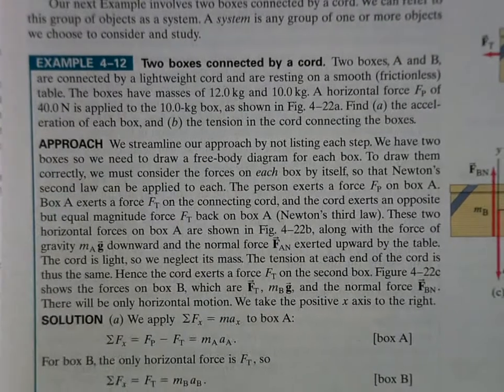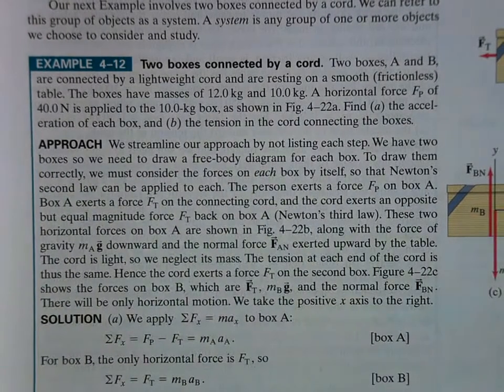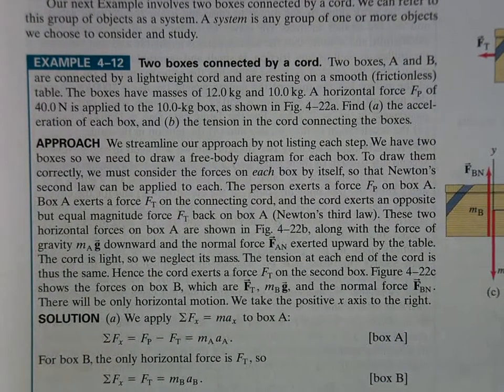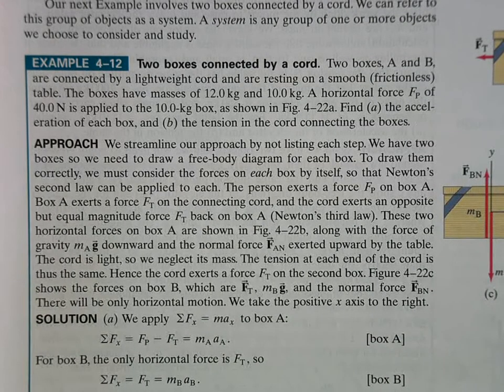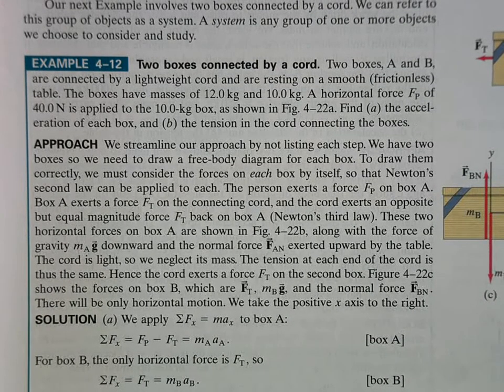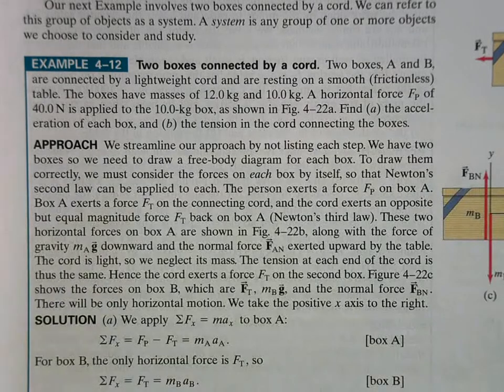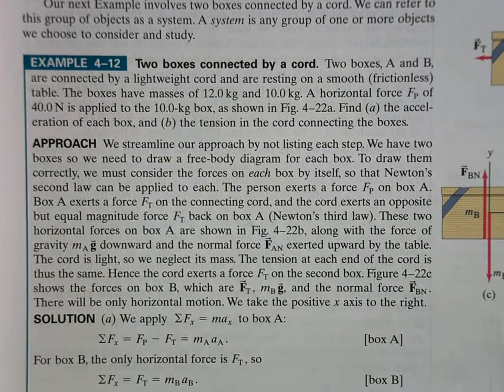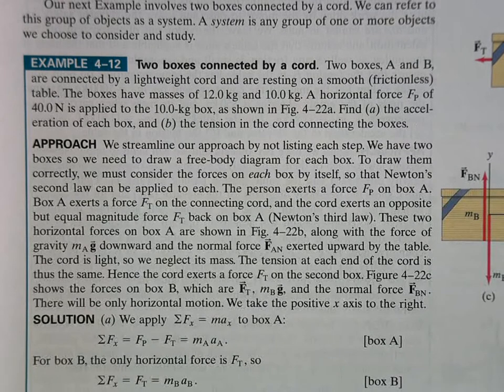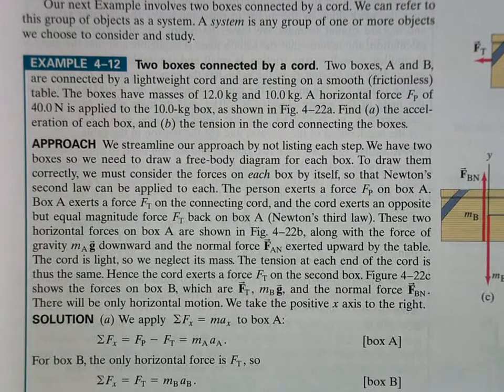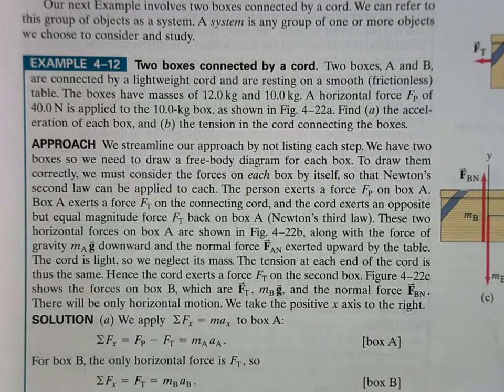It says, two boxes, A and B, are connected by a lightweight cord and are resting on a smooth, frictionless table. Frictionless table, like an air hockey table or something like that. The two boxes have masses of 12 kilograms and 10 kilograms. A horizontal force, FP, of 40 newtons is applied to the 10 kilogram box, as shown in figure 422.